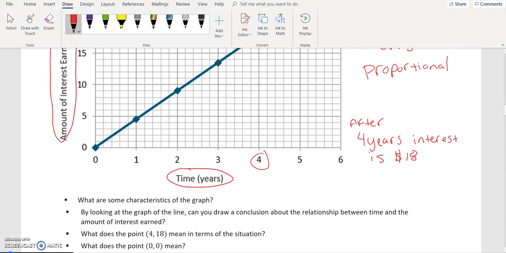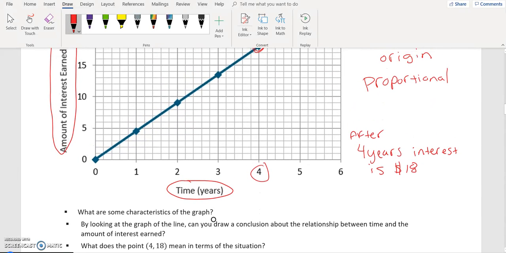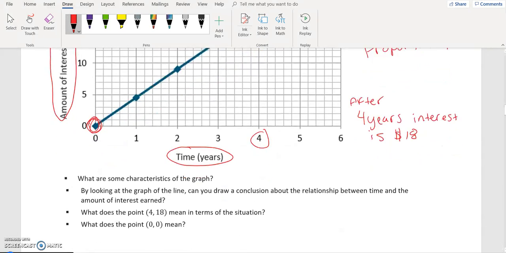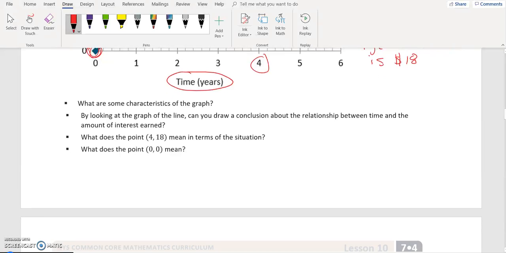What does the point 0, 0 mean? Okay, so this point right here. So same thing. We look at our x and our y and see what does that mean. We always start with that x. So after 0 years, we've earned 0 money. We can't earn money when we first start opening the account. We have to have it open for at least a little bit of time before we actually start earning that money.